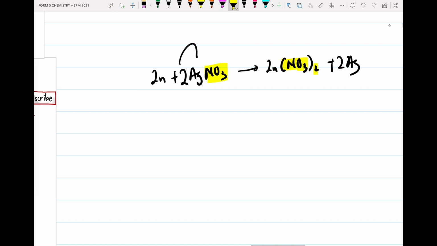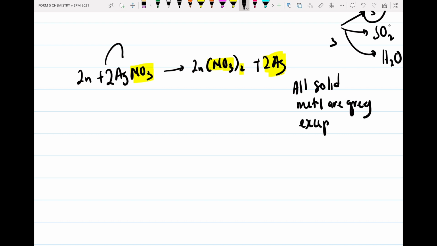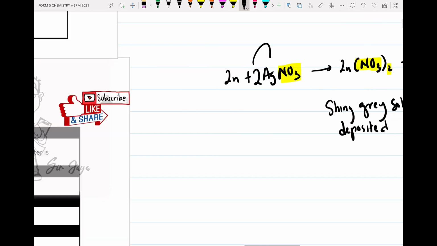What is the observation in this experiment? Please check which metal is deposited, and please remember all solid metals are gray color solid except copper, which is brown color. So in this case, we will get shiny gray solid deposited. Right, so please check all these equations.